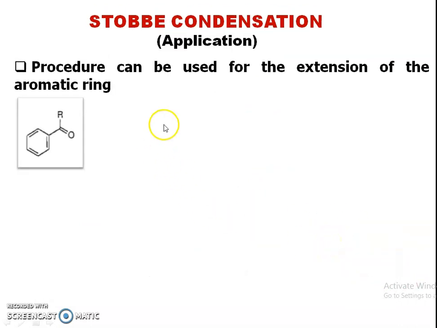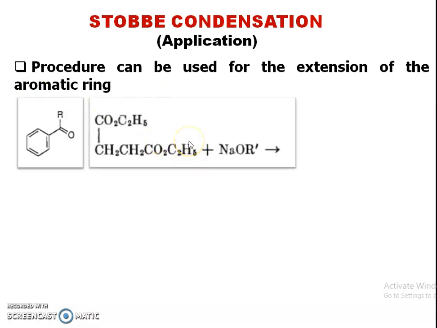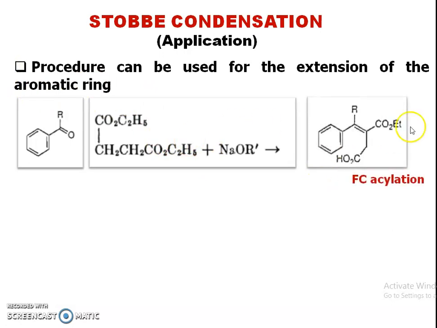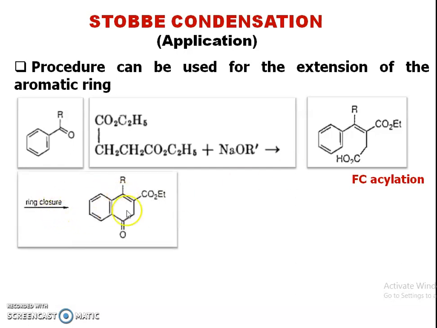And what is the application of Stobbe? This Stobbe can be used for the extension of an aromatic ring. For example, this compound reacting with the diethyl ester finally forms this next product, and this compound can undergo Friedel-Crafts acylation, intramolecularly. So this benzene ring can attack this carbonyl and a ring closure occurs.